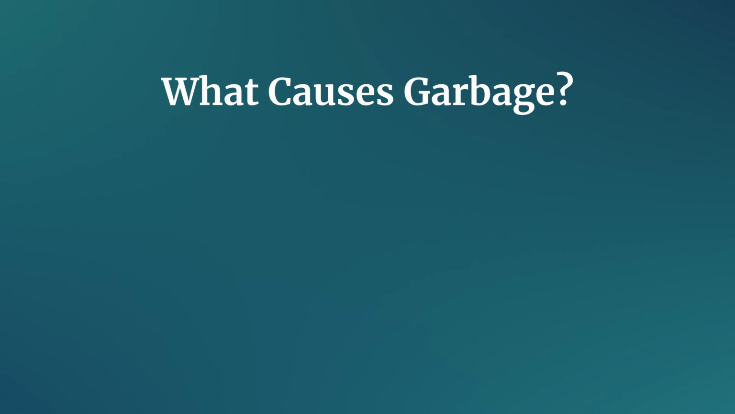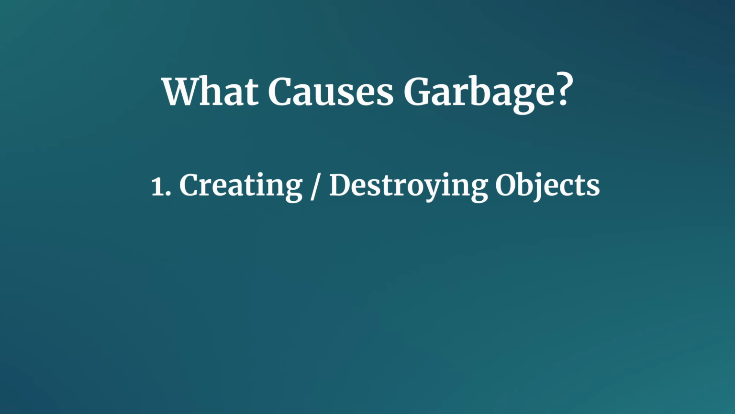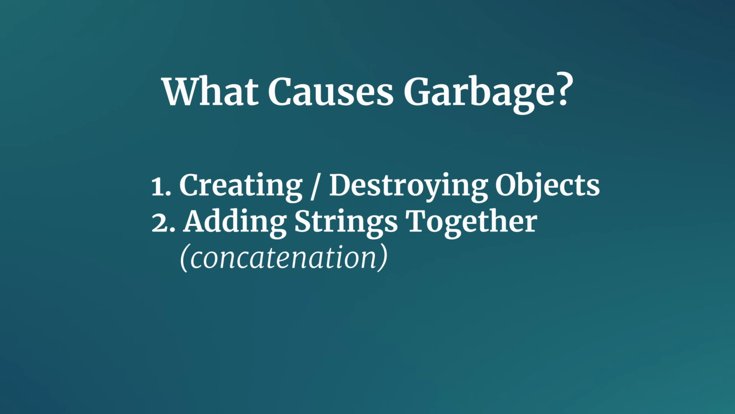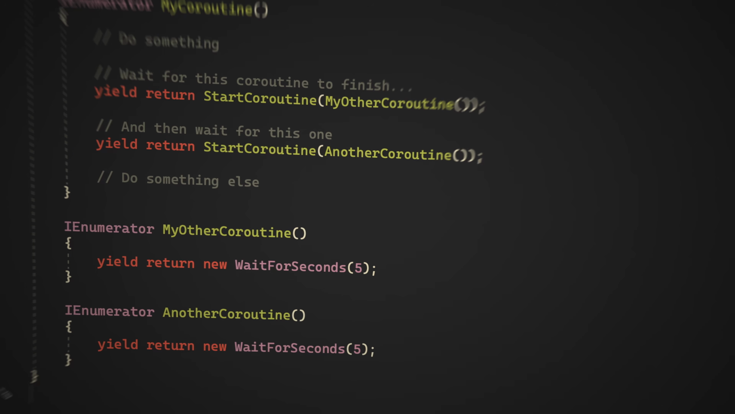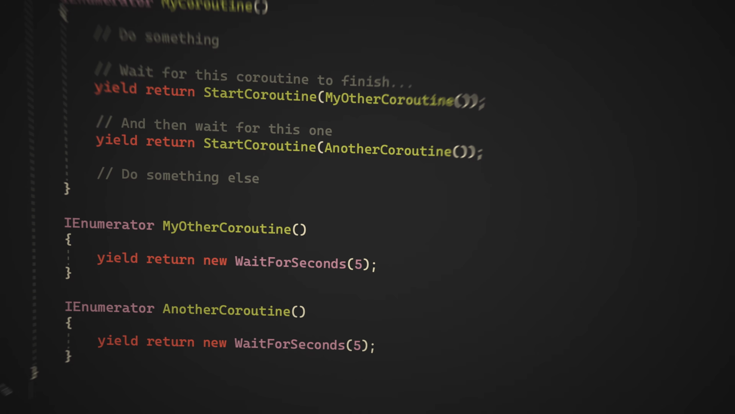Basically, any process that creates a reference to memory has the potential to cause garbage if it's then no longer used. Examples include creating and destroying objects, string concatenation, and creating new classes such as wait for seconds, which creates a small amount of garbage since it's technically a class.